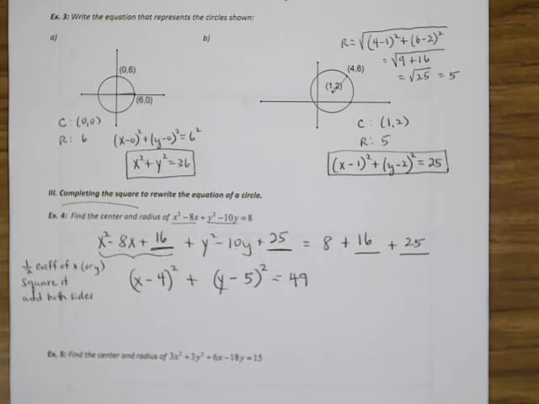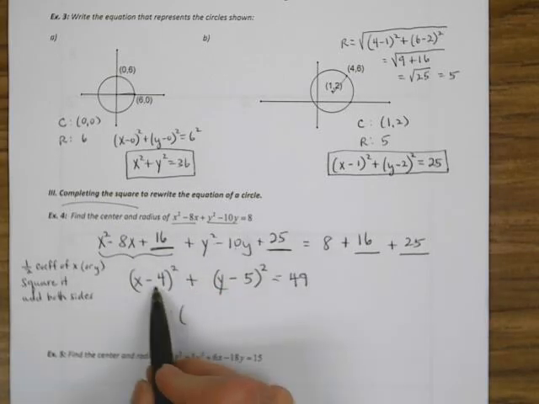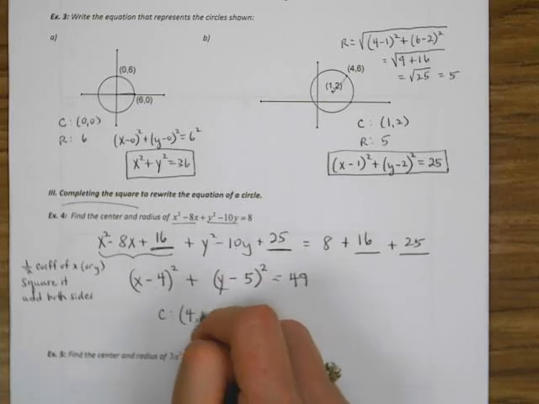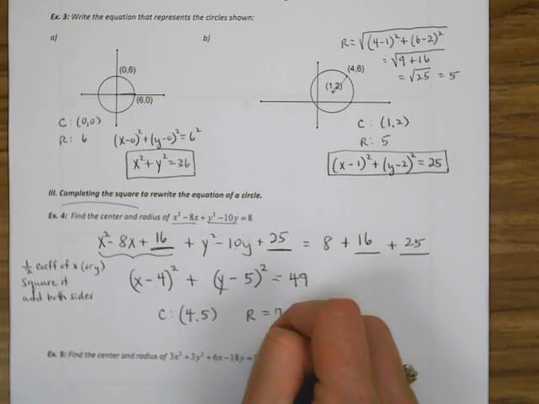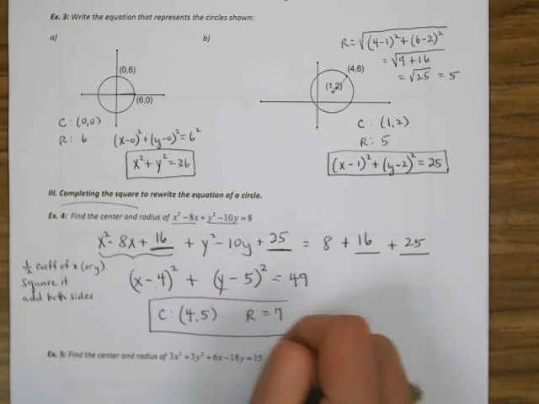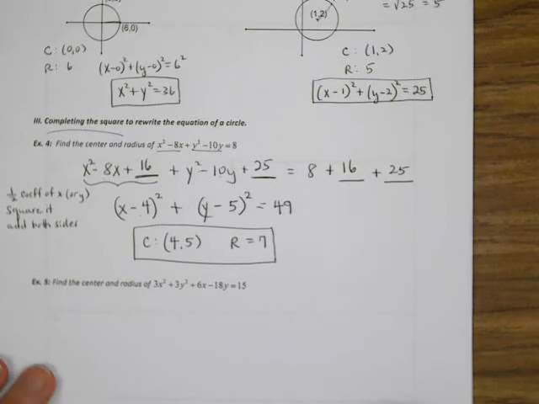Now I can easily see my answer. I need the center. The center is going to be 4, 5. And this is radius squared, so my radius will be 7. But you won't see that until it's in complete the square form. So let's quickly go through example 5.